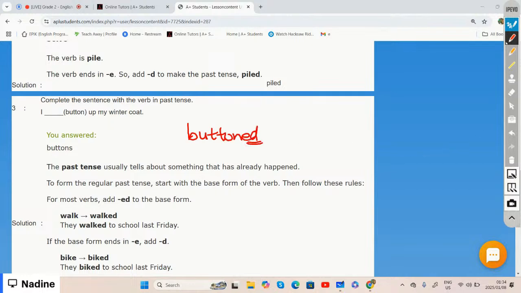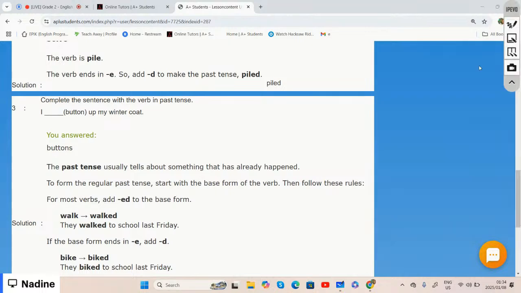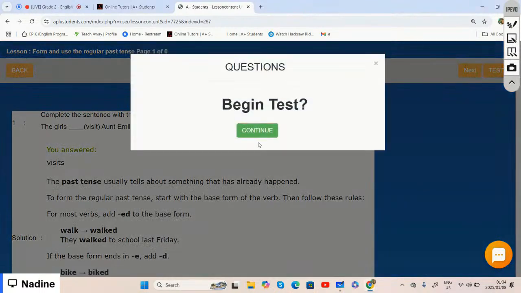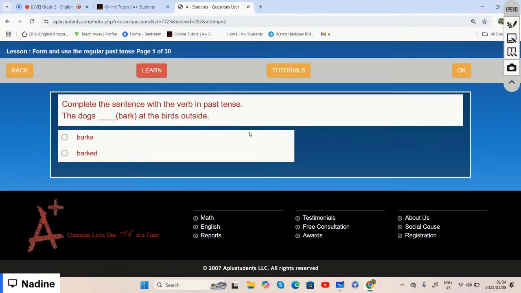All right, so now we're going on to our test, where we basically have to form and use the regular past tense. It says we need to complete the sentence with the verb in the past tense. The dogs bark at the bird outside.